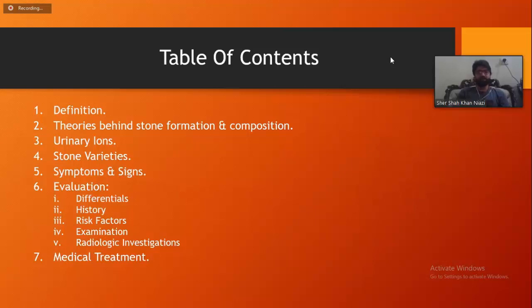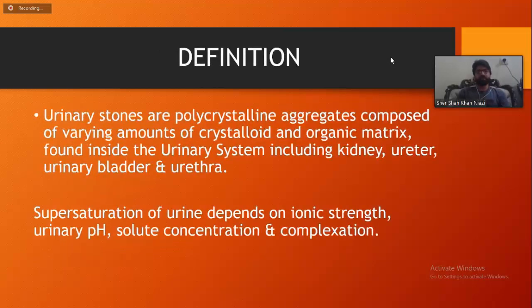So first of all, definition. Urinary stones are basically composed of two components. One is the crystalloid component, and the other is the organic component. So urinary stones are polycrystalline aggregates composed of varying amounts of crystalloid and organic matter found inside the urinary system, including the kidney, urinary tract, and urethra.